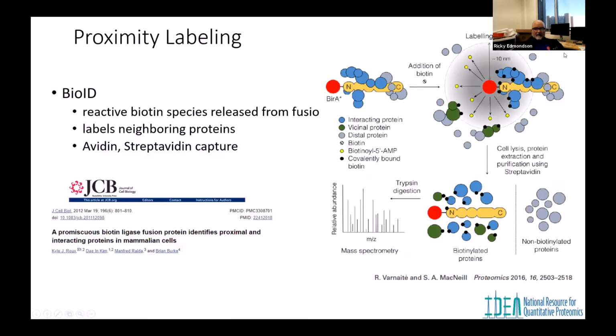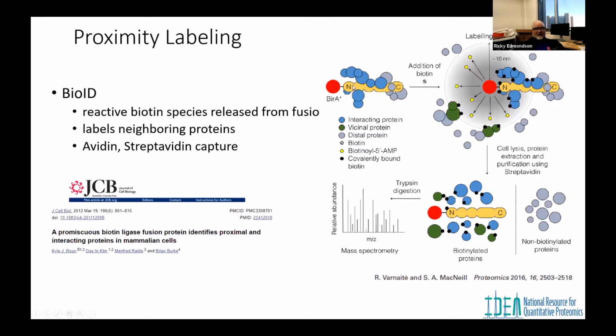Proximity labeling is fairly new to us, described I guess in 2012 first, and it's a fusion protein. This picture may be in front of it, or maybe it's a fusion protein.